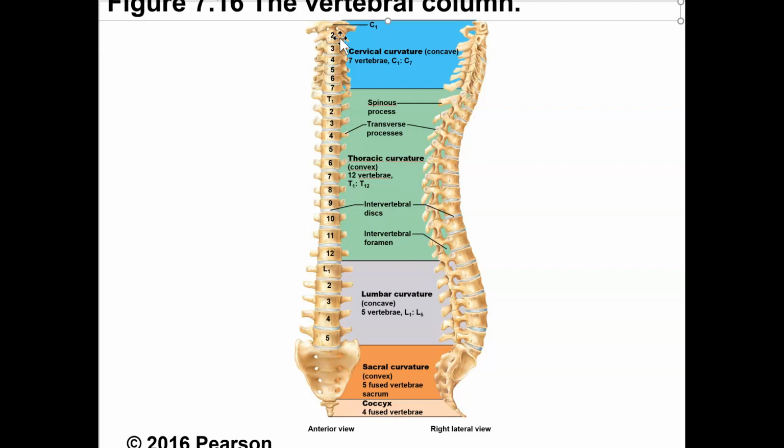So you do need to know C1 and C2 independently, meaning away from the spine or away from an articulated spine. The rest of the vertebrae, you would be expected to be able to identify cervical vertebrae in general, thoracic vertebrae in general, lumbar vertebrae in general, and the sacrum and coccyx.